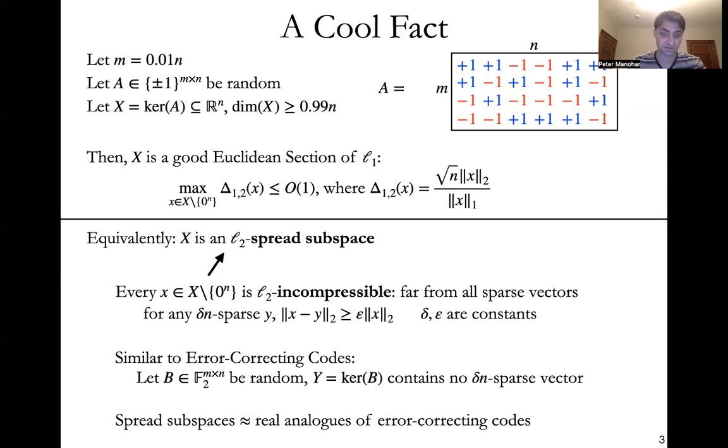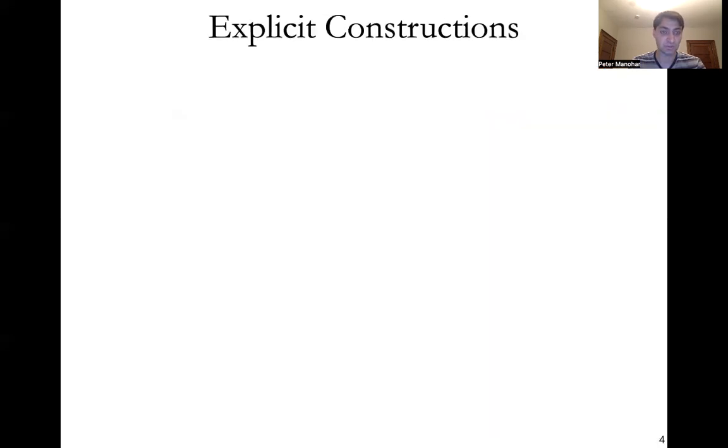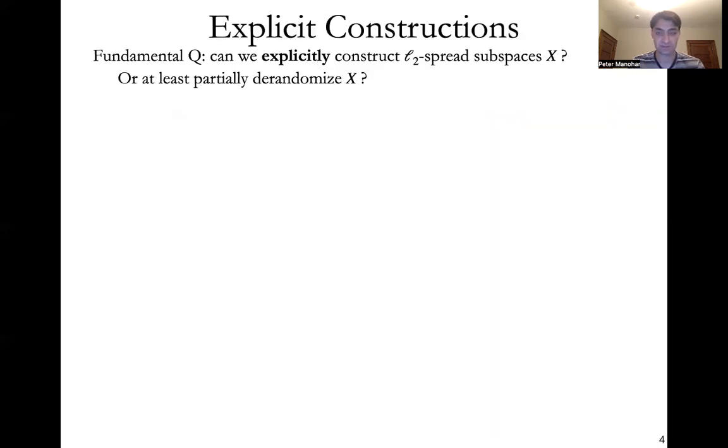And just like error correcting codes, one big goal in Euclidean sections is to get an explicit construction of L2 spread subspaces of high dimension. Or at the very least, if we cannot give an explicit construction, we would like to get a kind of partial de-randomization and generate a subspace X using as little randomness as possible.